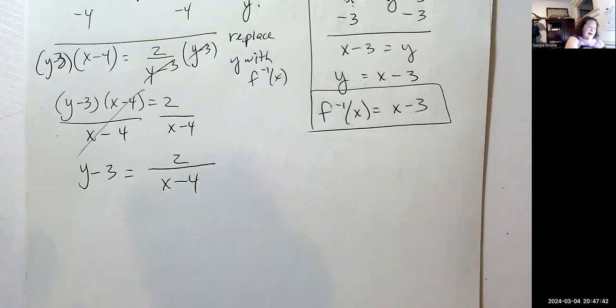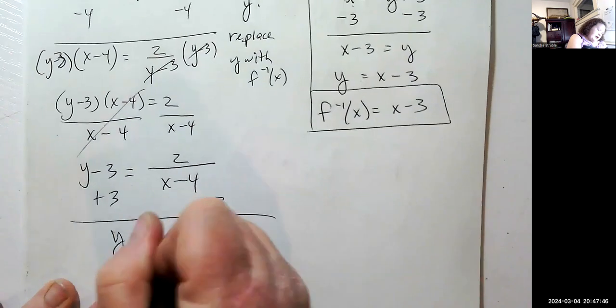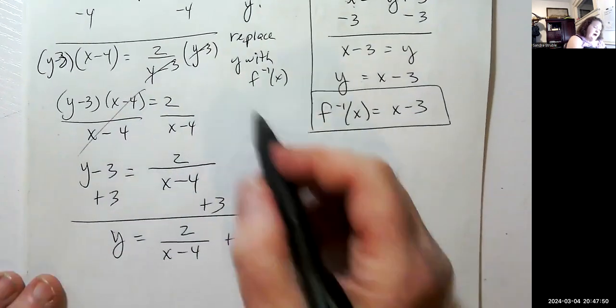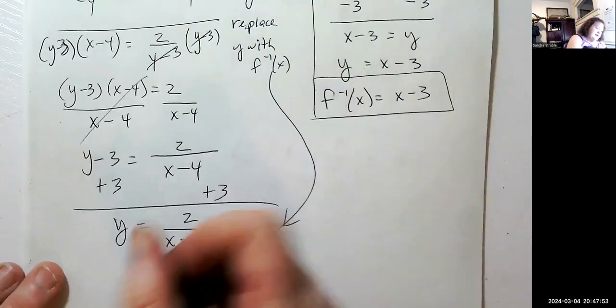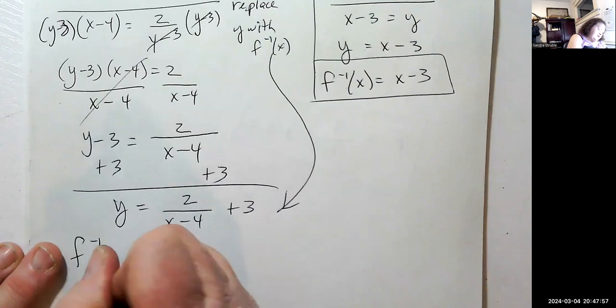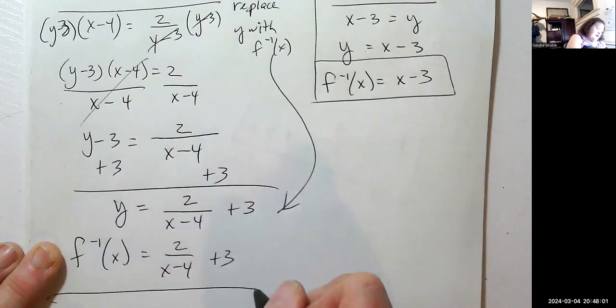Last piece of this, I just need to add 3 to both sides. So y equals 2 divided by x minus 4 plus 3. And then finally, down here, I'm going to replace my y with the inverse of f. That is my answer.